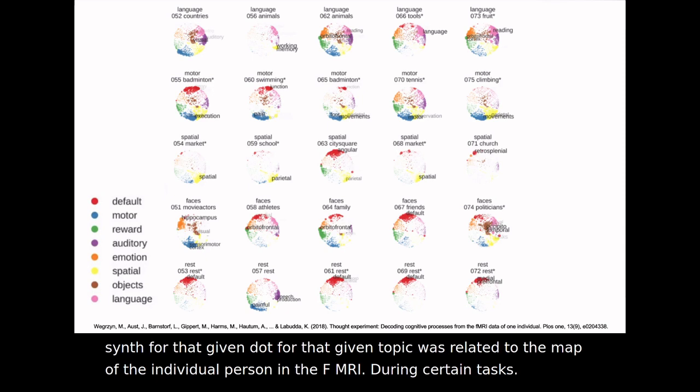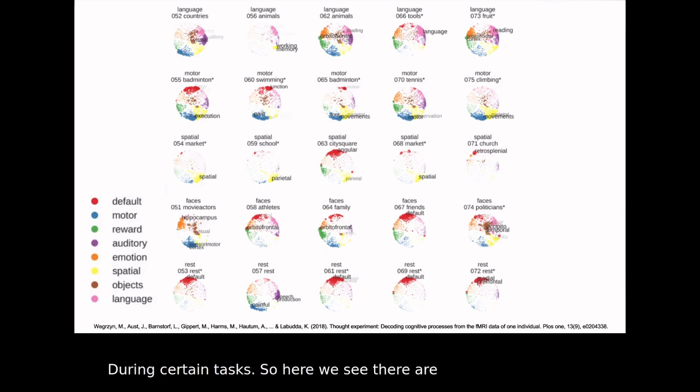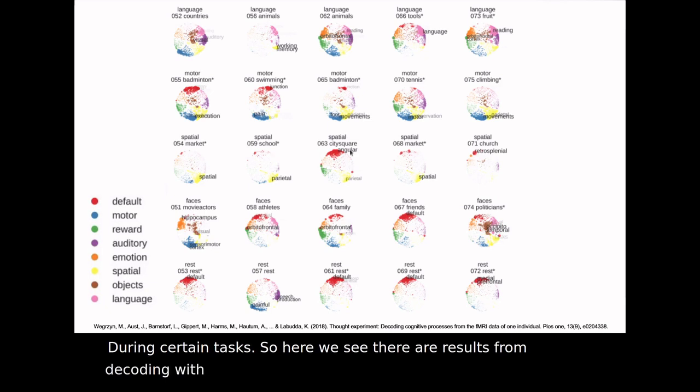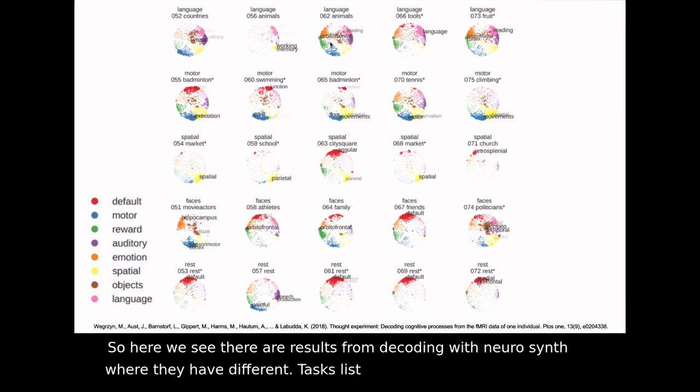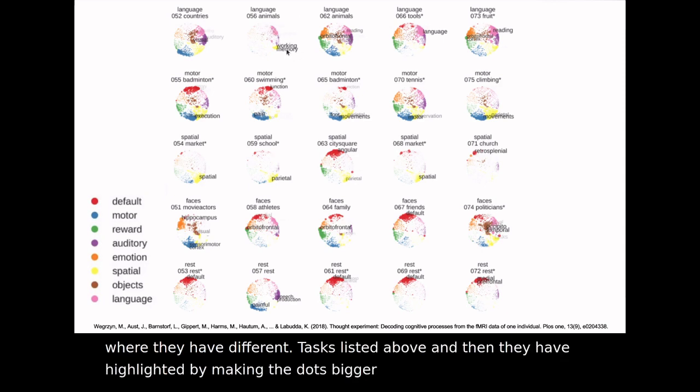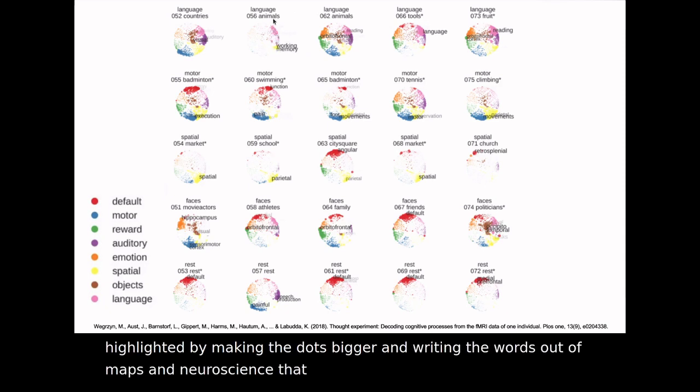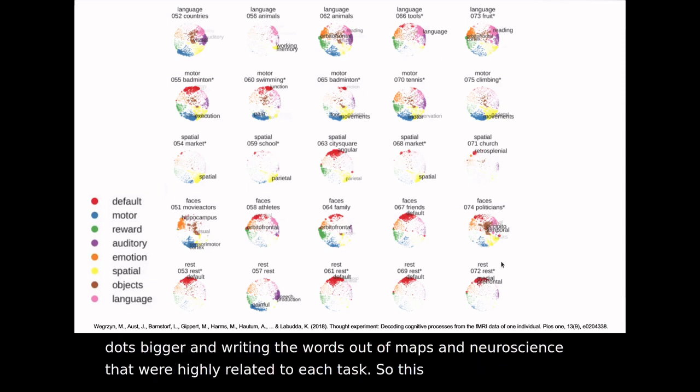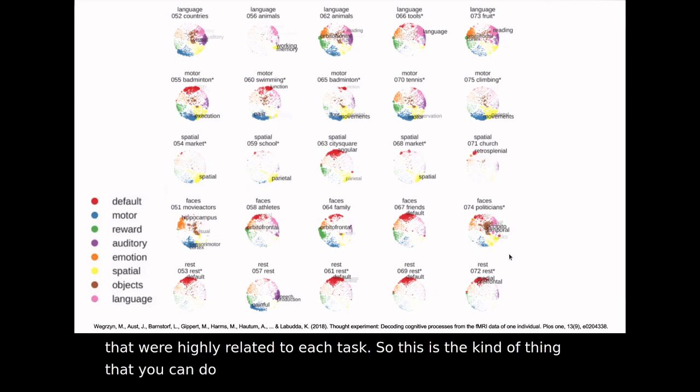So here we see their results from decoding with neurosynth, where they have different tasks listed above, and then they have highlighted by making the dots bigger and writing the words out of maps in neurosynth that were highly related to each task. So this is the kind of thing that you can do with decoding using something like neurosynth.